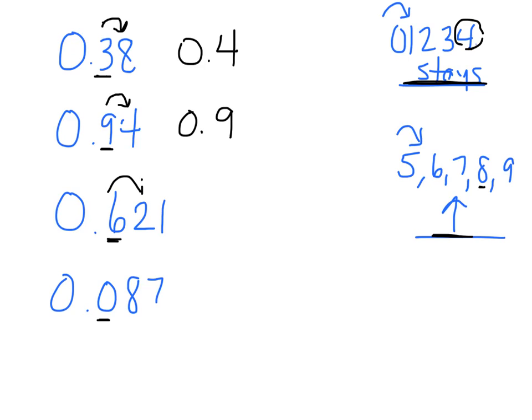We look to the right. It is a 2, which means our underlined digit is going to stay, in this case, a 6. We look to the right. It is an 8, so it says our underlined digit is going to go up, and in this case, it's going to go up to a 1.